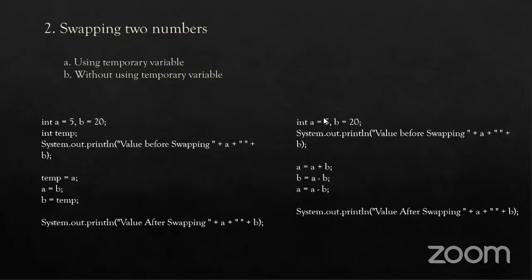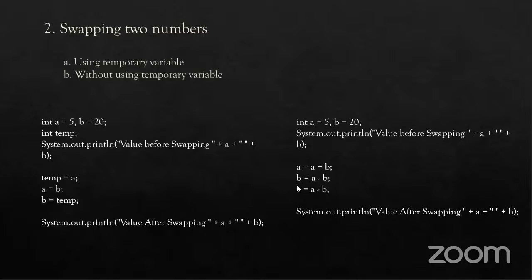So a is now 25, and 25 minus b, where b is now 5, right? So 25 minus 5, that is 20. So to a and b we will get the values accordingly.